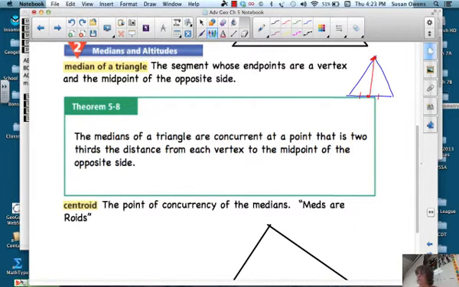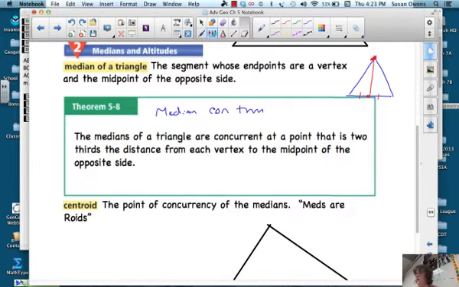So if you take all the medians of a triangle, they are concurrent, and it's concurrent at a point that's 2/3 the distance from each vertex to the midpoint of the opposite side. Okay, so this one we can call the median concurrency theorem.